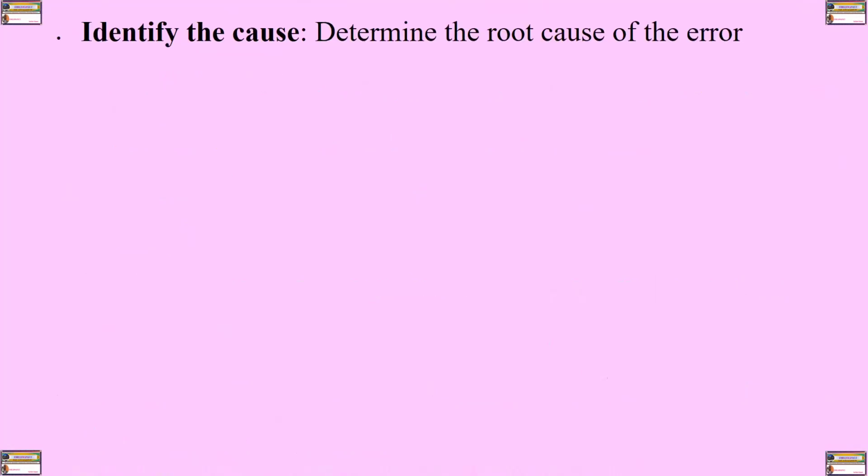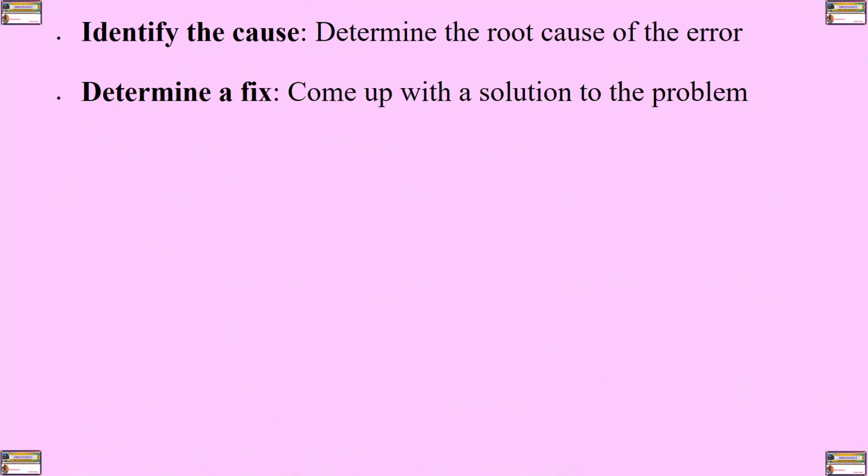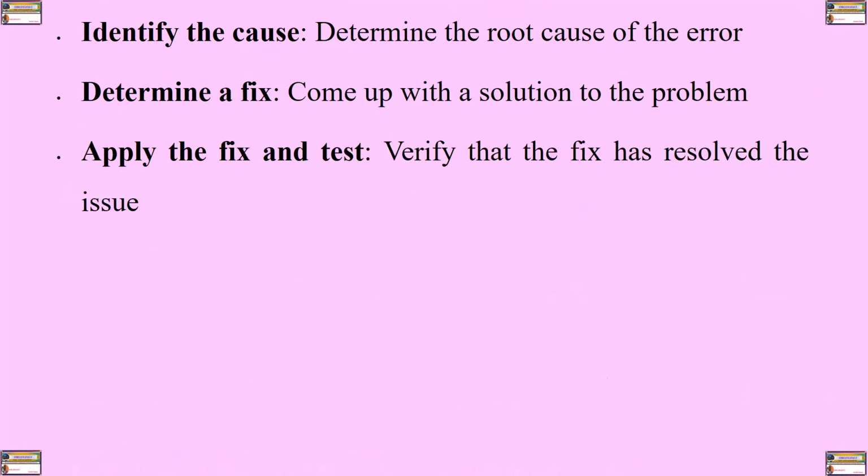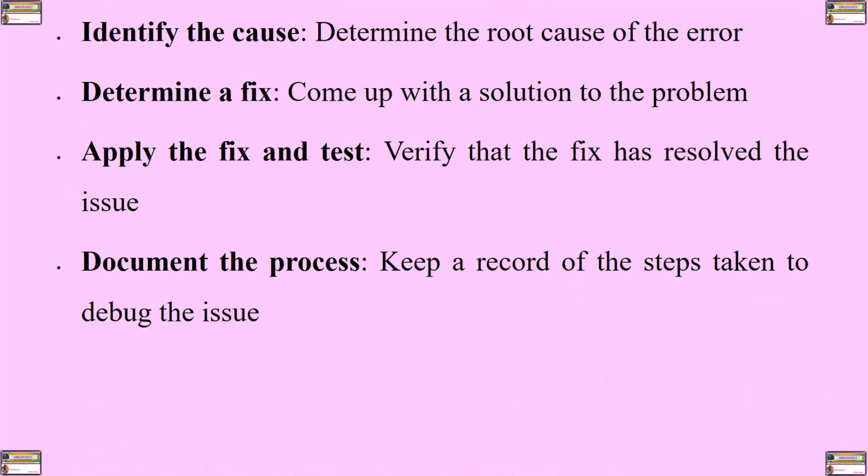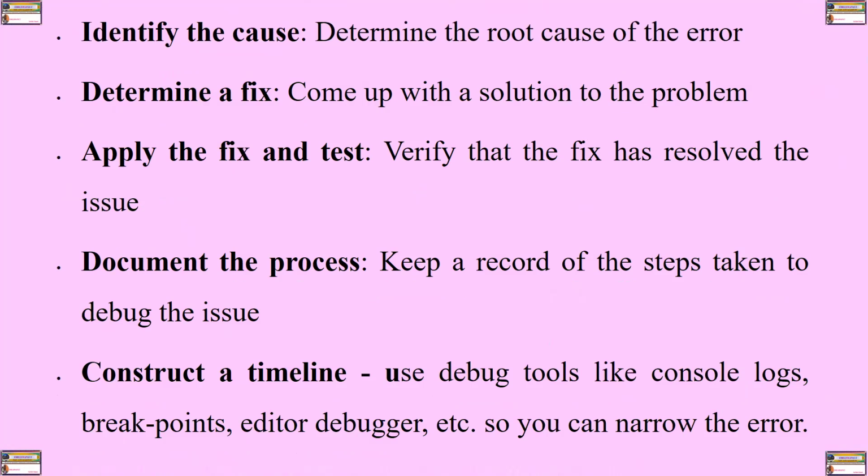The next one is to identify the cause. Determine the root cause of the error. Then determine a fix by coming up with a solution to the problem. Apply the fix and test it by verifying that the fix has resolved the issue. Document the process. Remember, always keep a record of the steps taken to debug the issue. Then construct a timeline. That is, use debug tools like console logs, breakpoints, and data debugger etc. so that you can narrow the error.